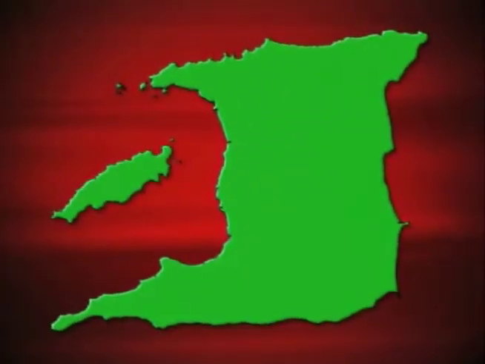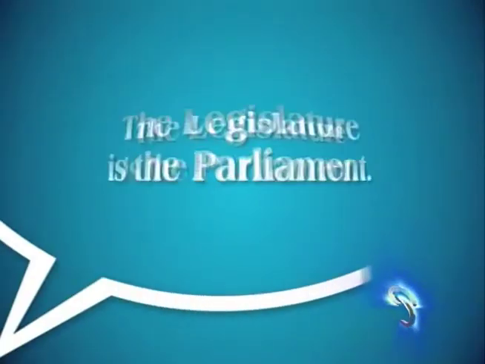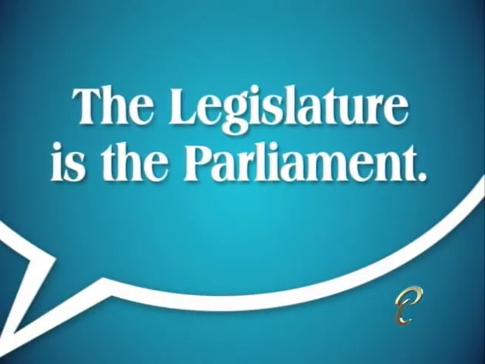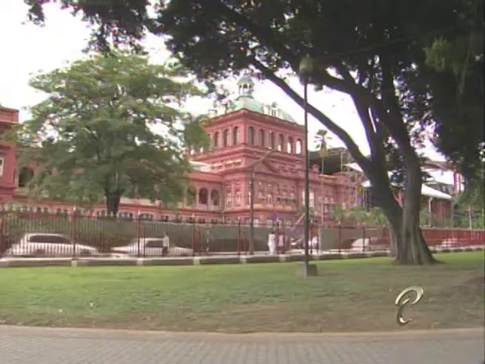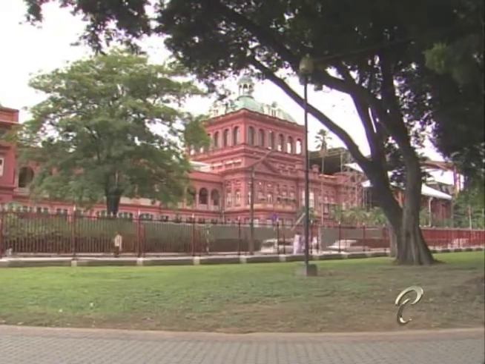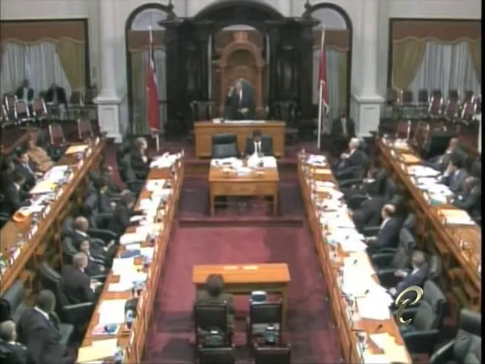The Constitution of Trinidad and Tobago provides for three branches of the state, which are the executive, the legislature, and the judiciary. The legislature, simply put, is the parliament. Its main role is to enact laws, and it consists of the President, the Senate, and the House of Representatives.